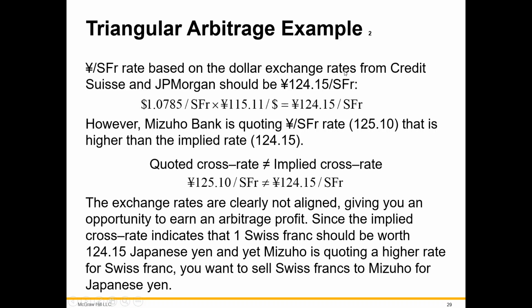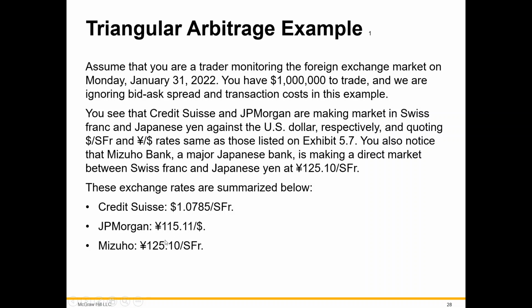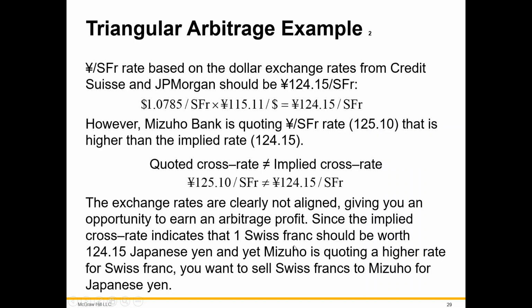So in this example, if I take the Swiss franc exchange rate, the dollars to francs and the yen to dollars, you get a yen to franc exchange rate of 124.15, but the Japanese bank was quoting 125.10, and so these are not equal. So you can imagine what you do, right? I spend 124 yen and buy a franc, and then I sell my franc for 125 yen and I pocket a yen. So that's basically a penny.